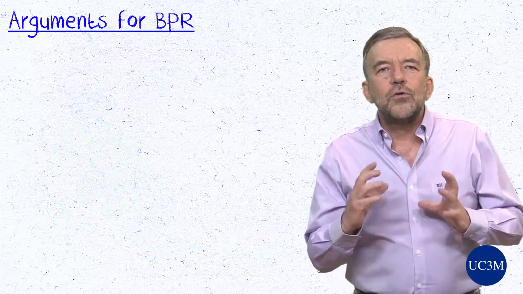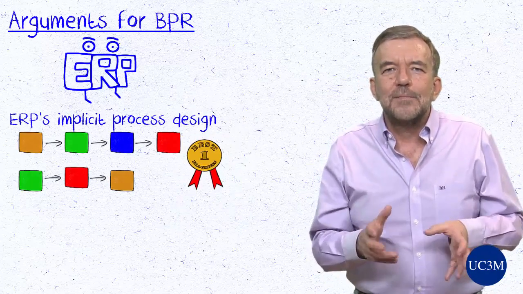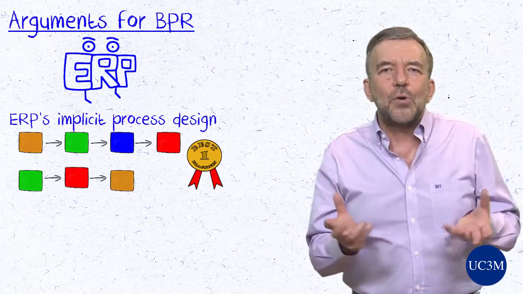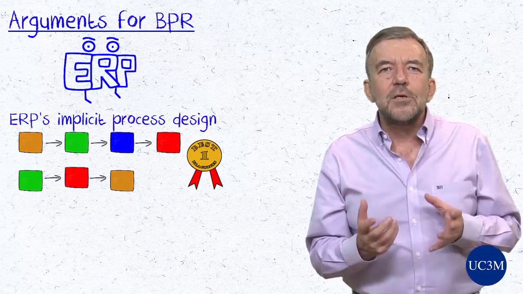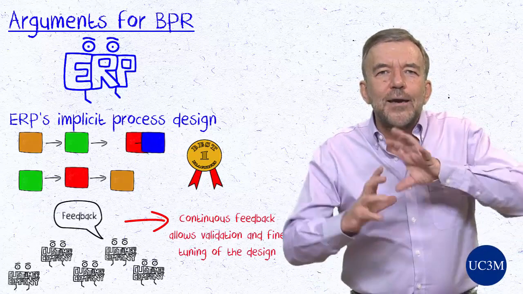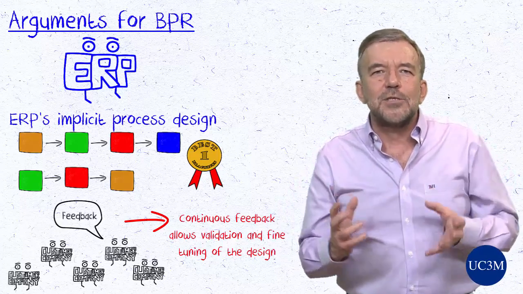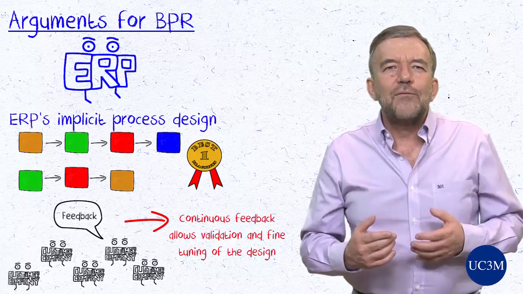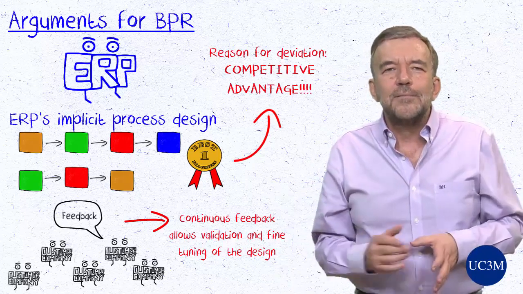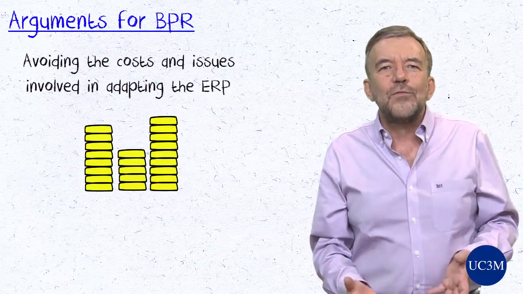The key rationale, though, for the business process reengineering that takes place in most ERP implementations is taking advantage of best practices. The business process design implicit in the major management information systems reflects the generally accepted best approach. Furthermore, major management information system vendors have hundreds of customers providing continuous feedback. Thus, over time, they are able to validate and fine-tune this design. User companies need a compelling reason to deviate from this generally accepted consensus. As we shall discuss in subsequent videos, often the only convincing reason is the existence of a competitive advantage in that differentiated way of operating. And, of course, there is the more down-to-earth argument of avoiding the costs and issues involved in adapting the ERP.